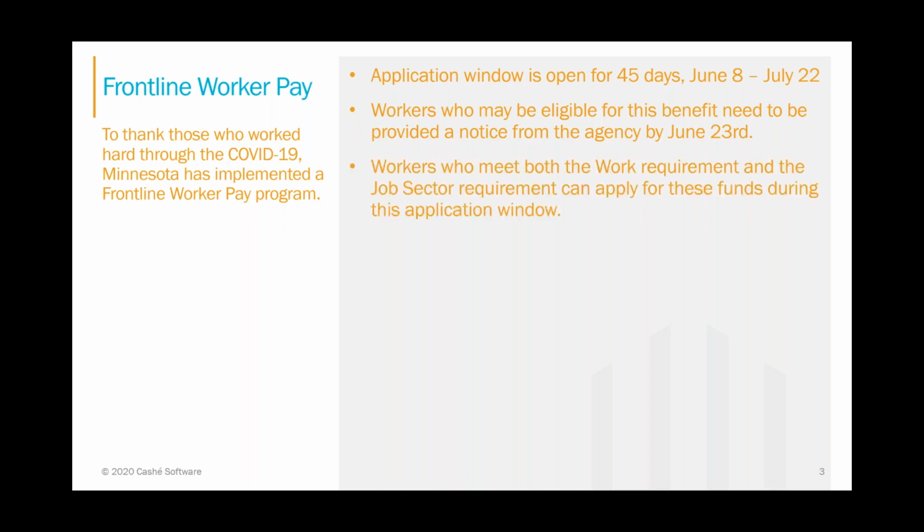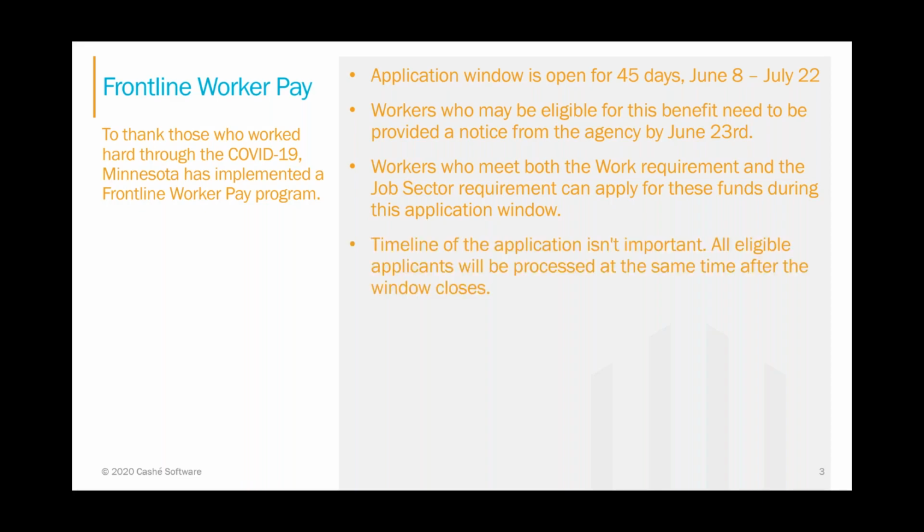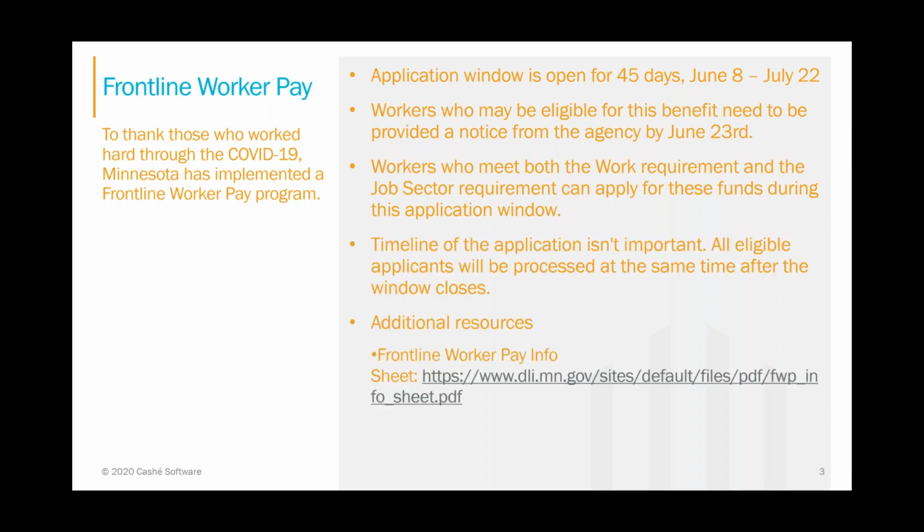So direct support workers are eligible for this requirement. They can go ahead and submit their application anytime between June 8th and July 22nd. It doesn't matter if they submit it today or at the end of July, and they're all processed at the same time. So there is an information sheet that I think is required to go out to all workers. So go ahead and check out the resources that we have here. It's the Frontline Worker Pay info sheet, and then there's the Department of Labor and Industry Worker Toolkit as well.